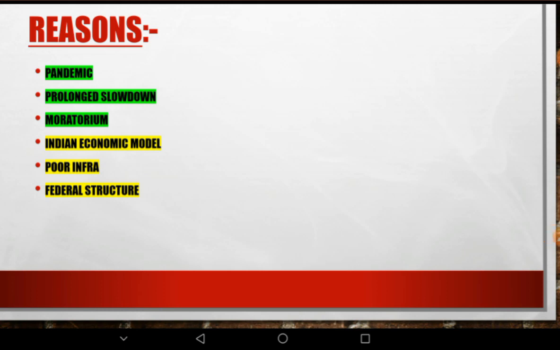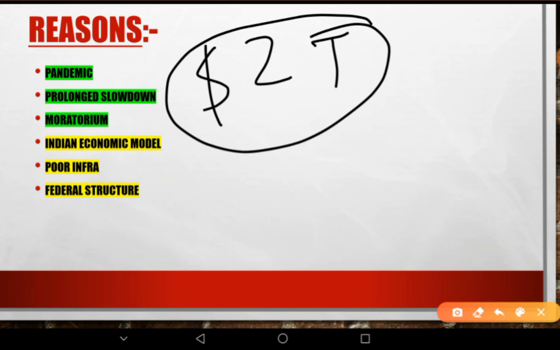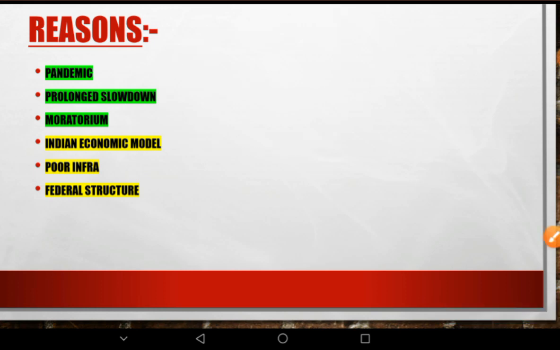But if our model had been an export-based model, if we had companies like Amazon, Apple, Netflix, Microsoft, then our country would have thrived, because Apple is going to be a $2 trillion company very soon, and that's more than the GDP of many countries. After that, poor infra: we don't have good health infrastructure, education infrastructure. That's why we don't have good companies.